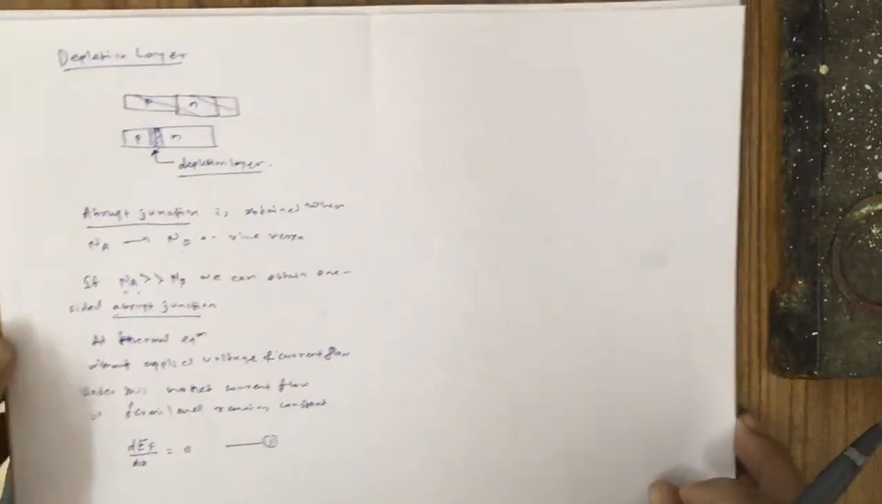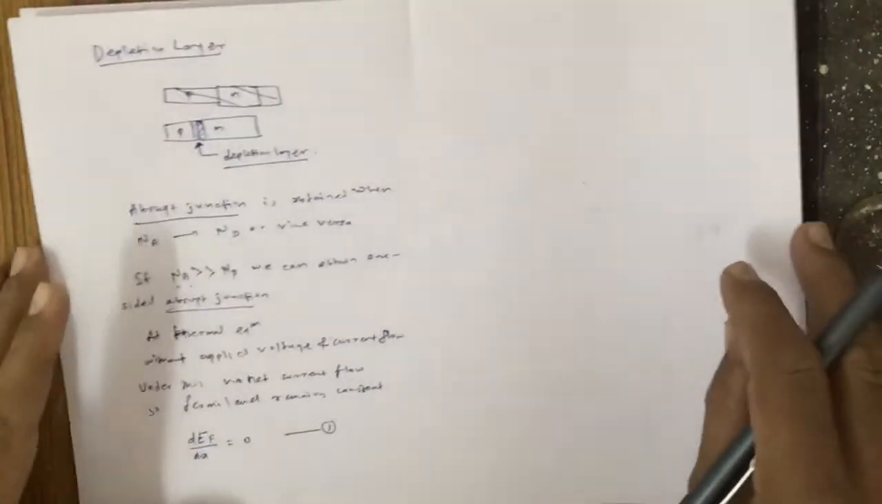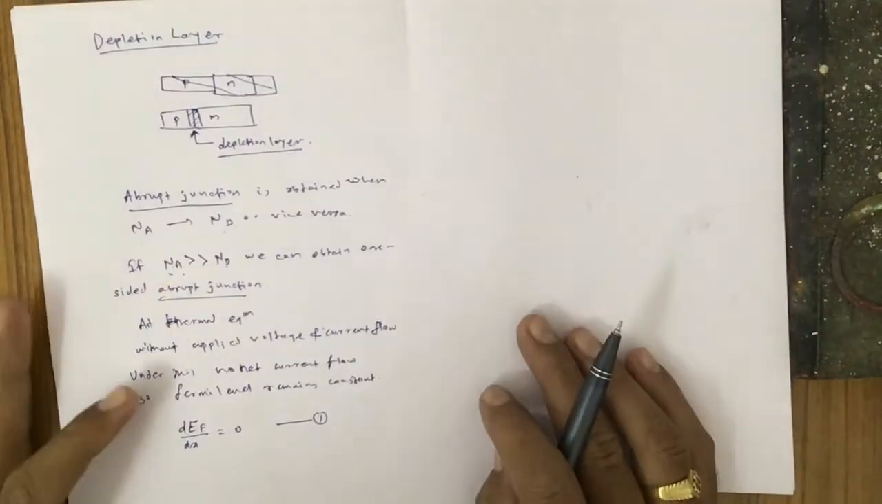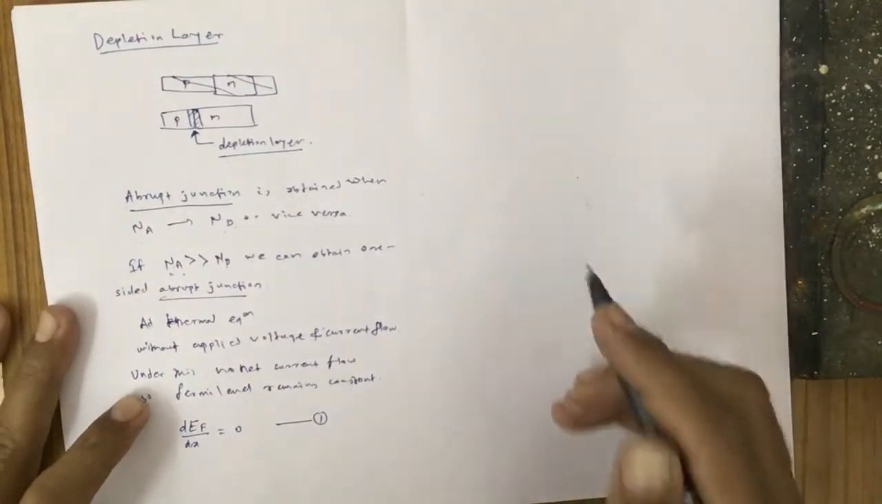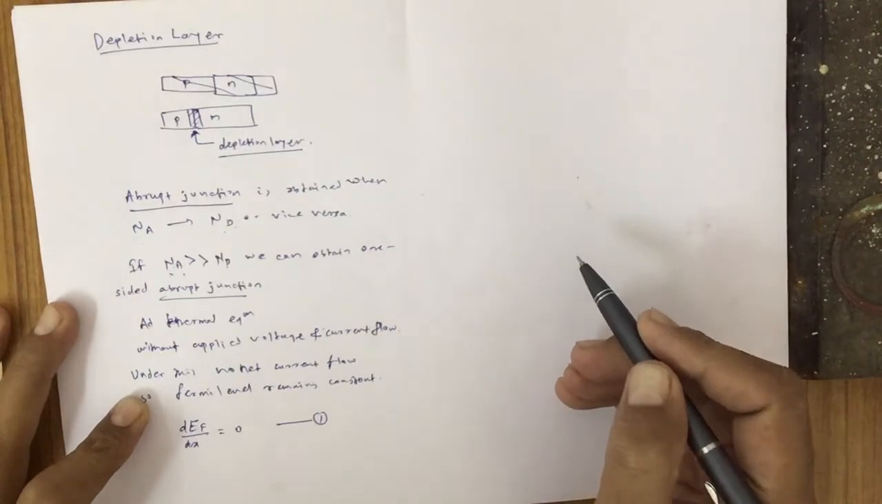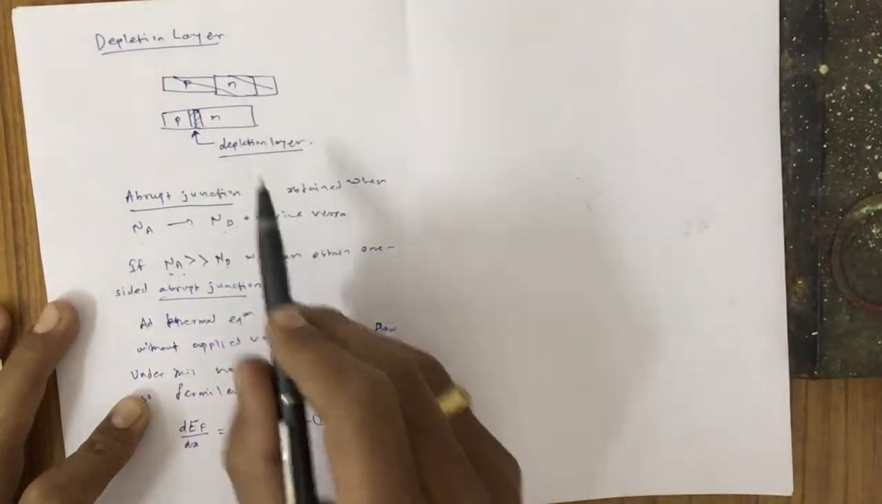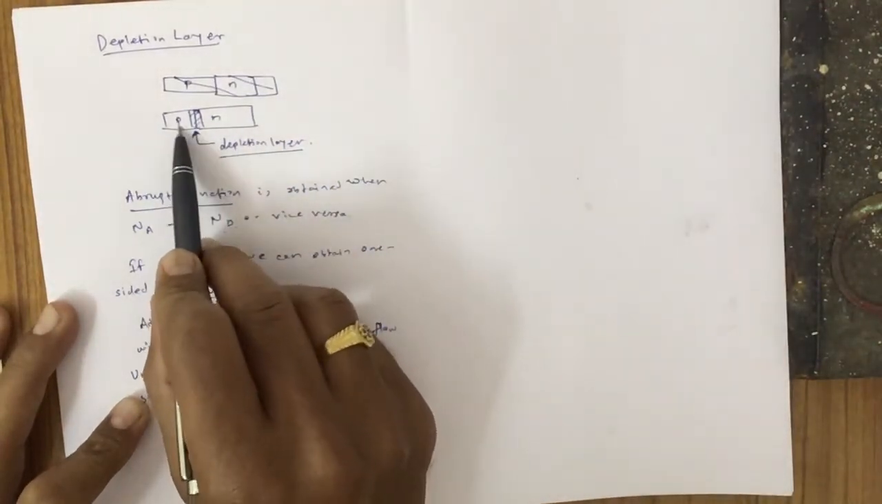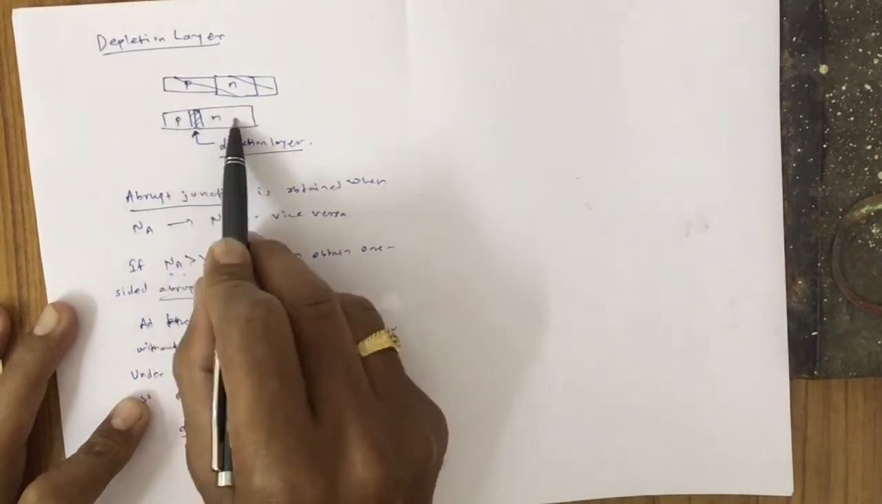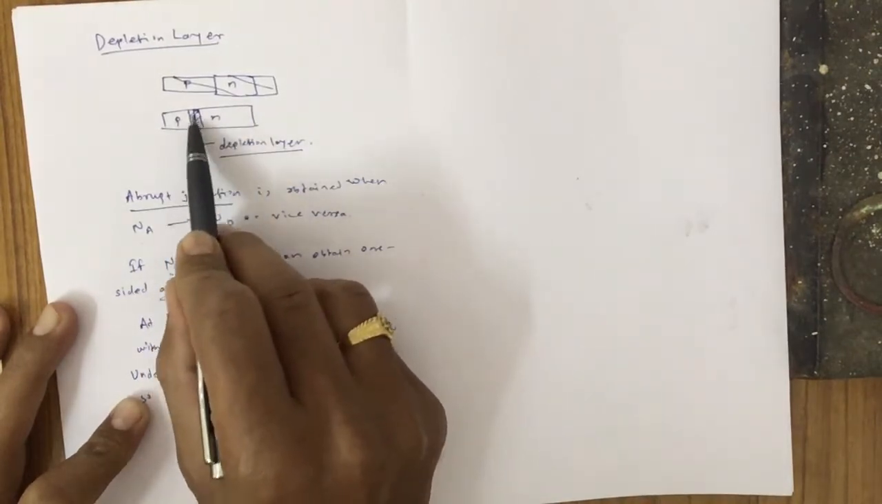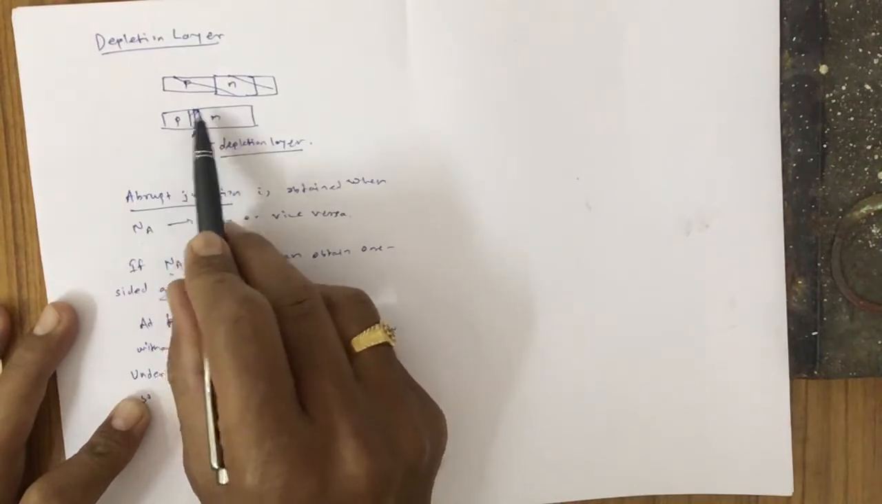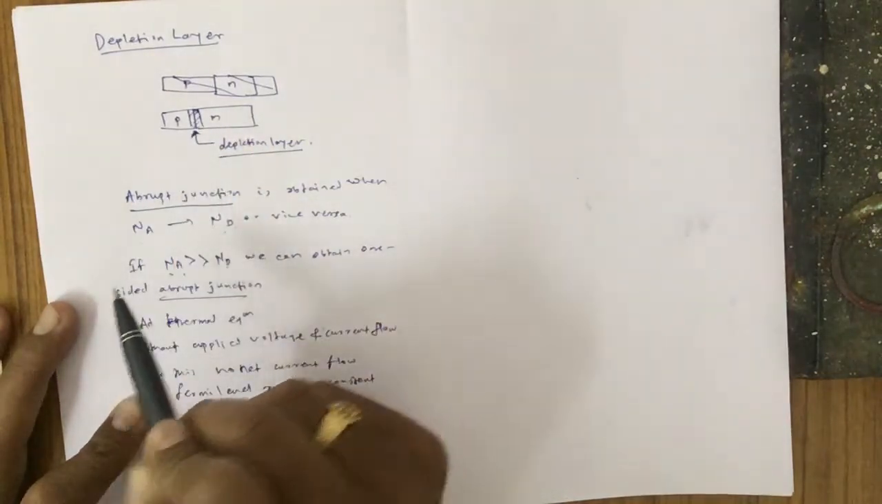Hello friends, today we are going to talk about the depletion layer. As we are much aware, the depletion layer is formed when we join the P region with the N region, and the region at the boundary we call the depletion region.